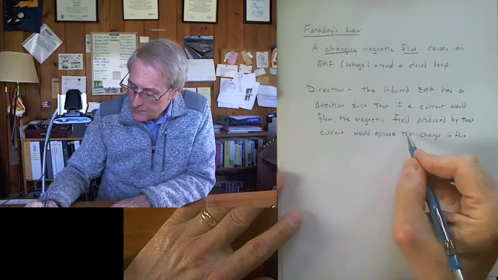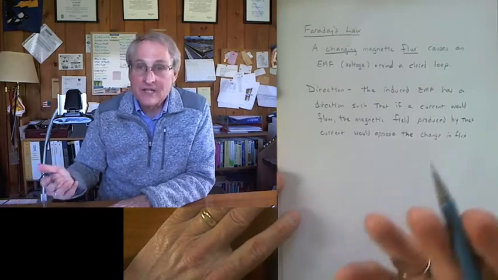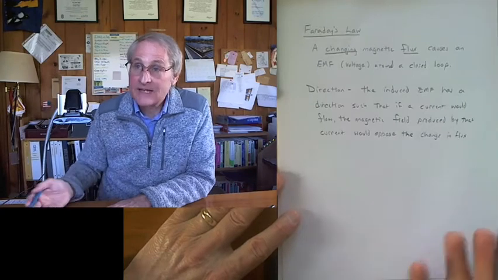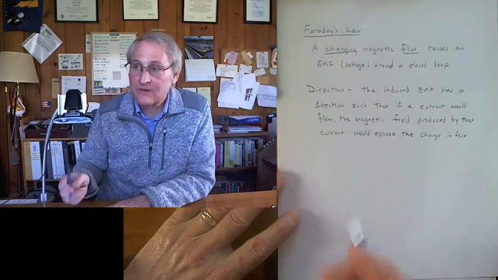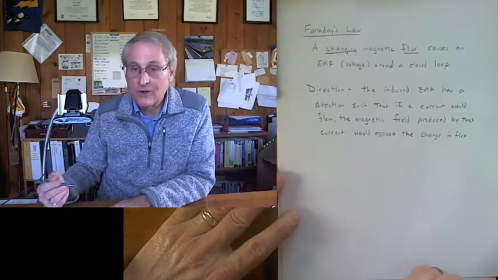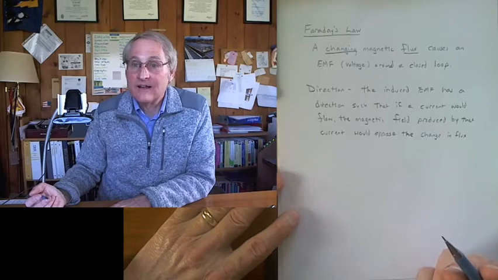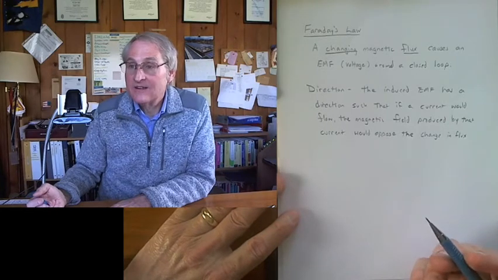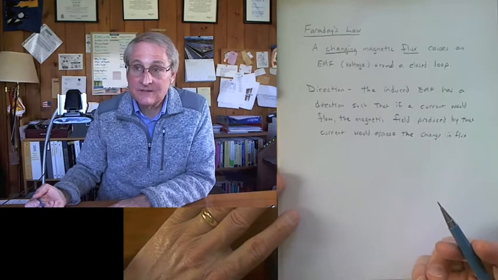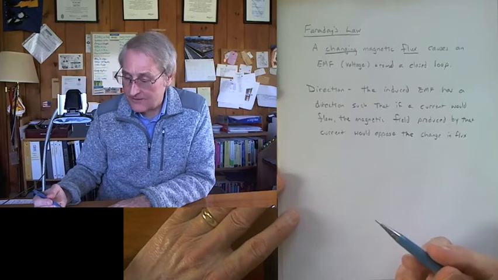So by oppose, it means if the flux is large and is decreasing, the magnetic field would add to the flux to try to increase it to keep it from decreasing. Let's say the flux is low, and the flux is increasing, then the direction of the current would actually be opposite to create a magnetic field that would try to decrease the flux to try to keep it the same.